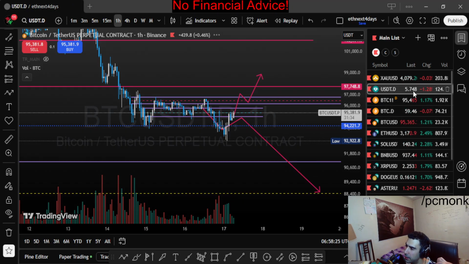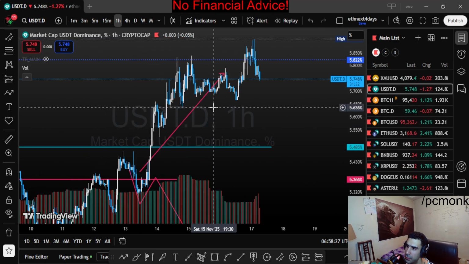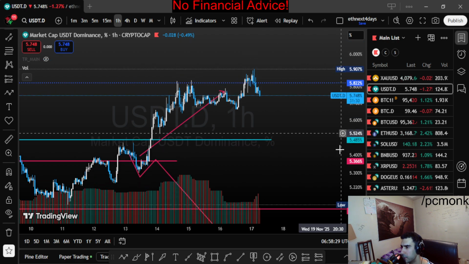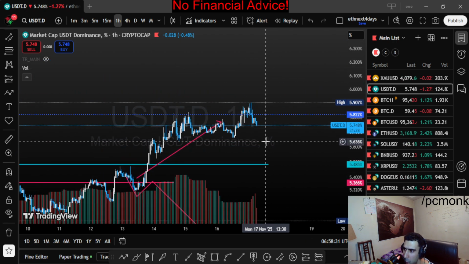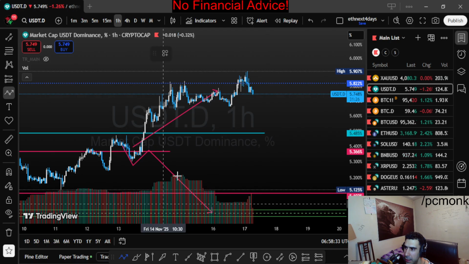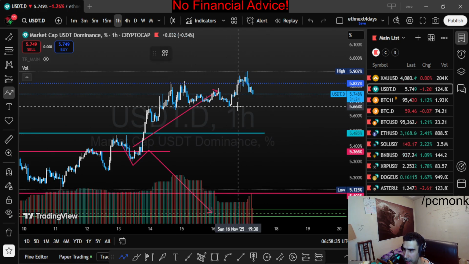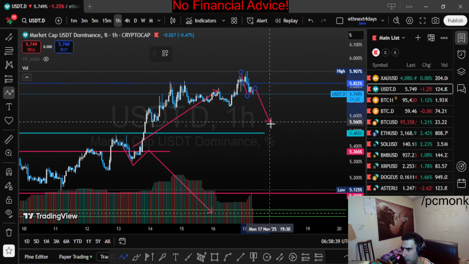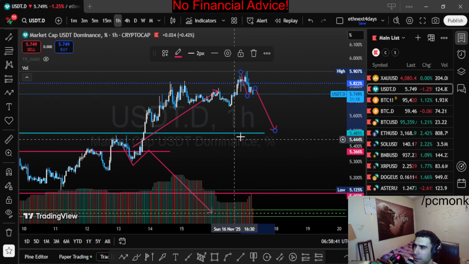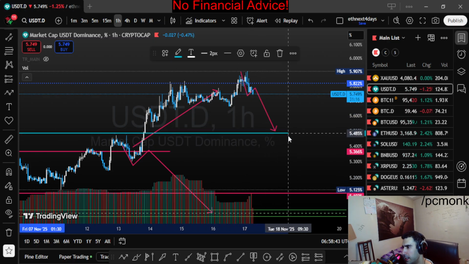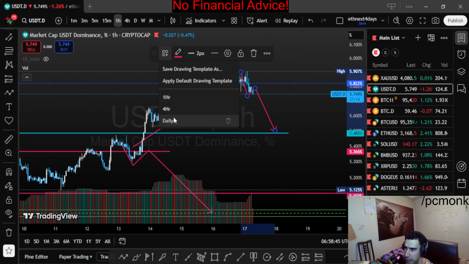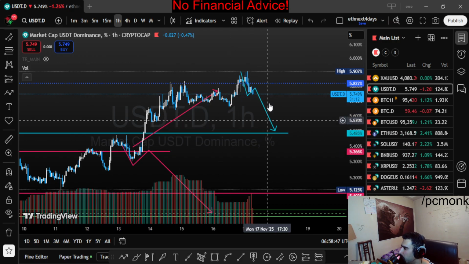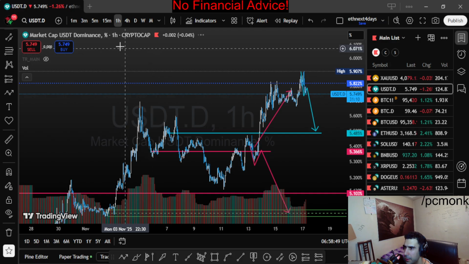All right, so let's talk about USDT. This is what I mean. It could be a short push up because USDT just grabbed the highs and now it's doing this. Right there. I mean, this is a 1 hour time frame move, but it could happen.